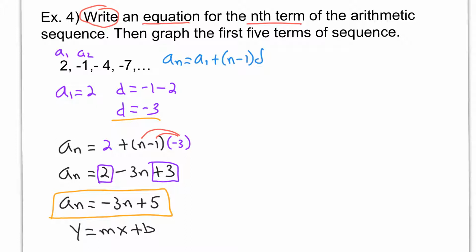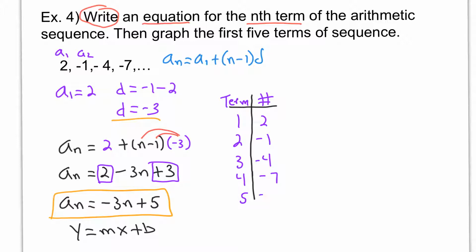So for my t-table, remember that we don't really use the x and the y. I'm just going to put here my term and my number for that term. So my first term is 2. My second term is -1. Third term is -4. Fourth term is -7. And if you guys want to keep going, remember that you are subtracting 3. So for -7 minus 3, you will get -10. So my fifth term is going to be -10.